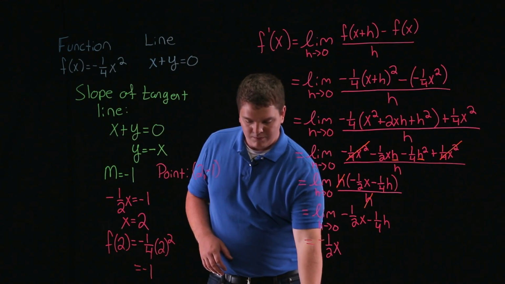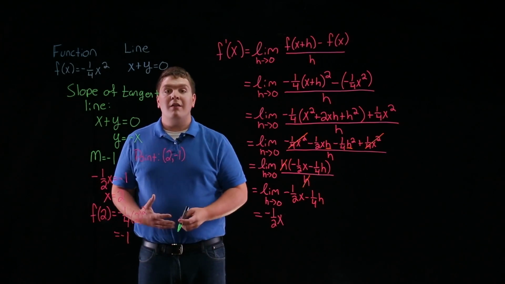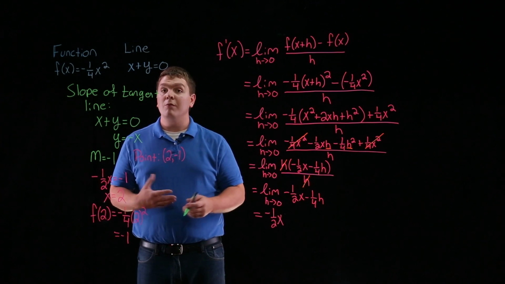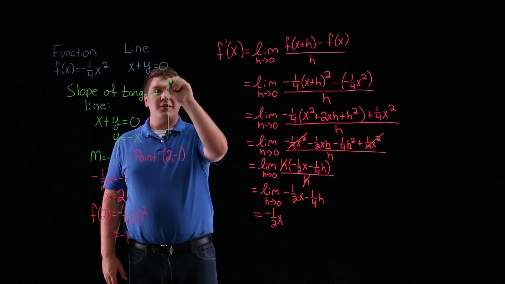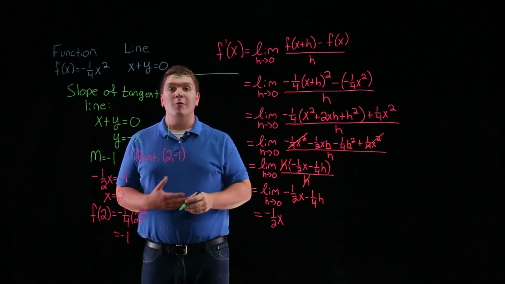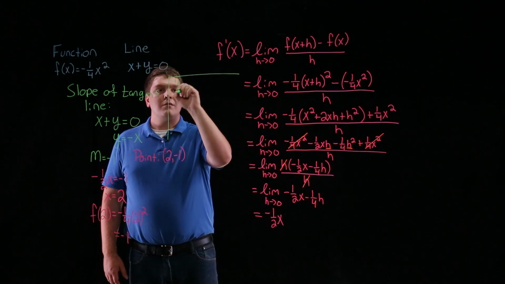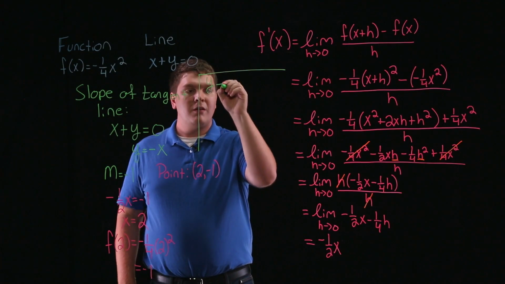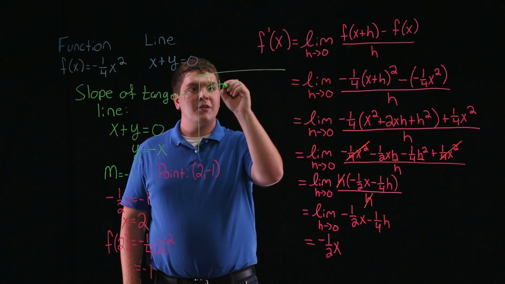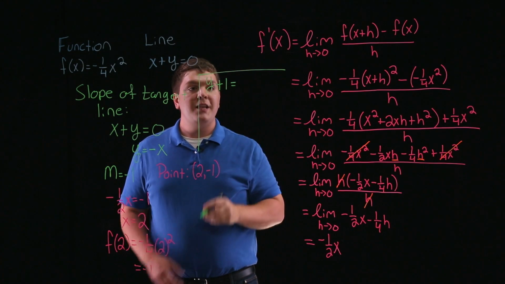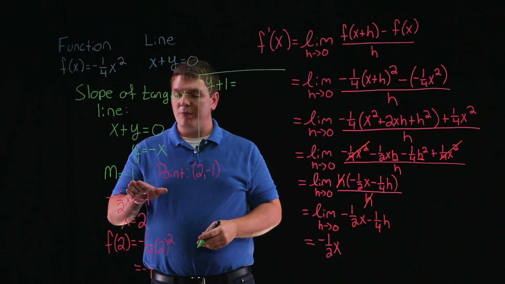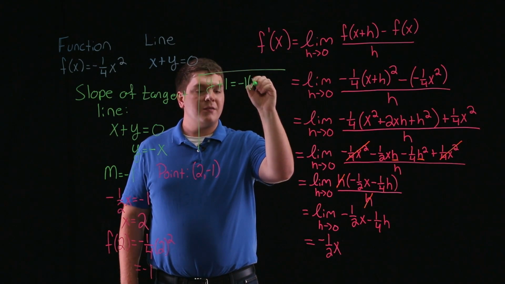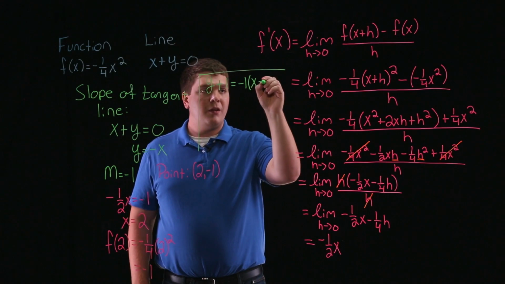Now that we know the slope of our tangent line and the point that our tangent line passes through, we can go ahead and write down the equation of our tangent line using the point-slope form of a line. So we have y minus y1, which is minus negative 1, which is going to be a plus 1, is equal to m, our slope, which we found to be negative 1, times x minus x1, which is 2.